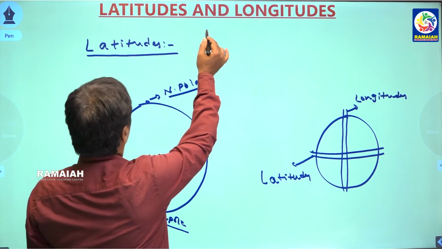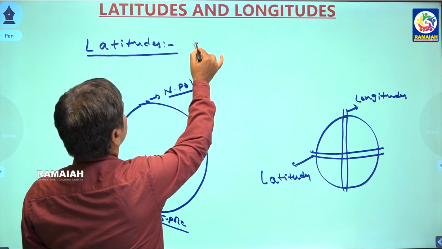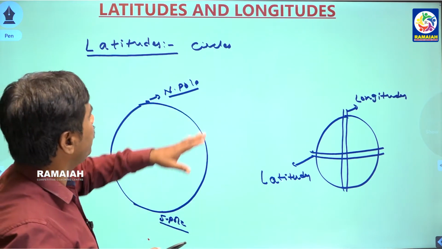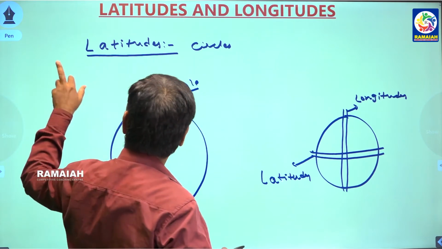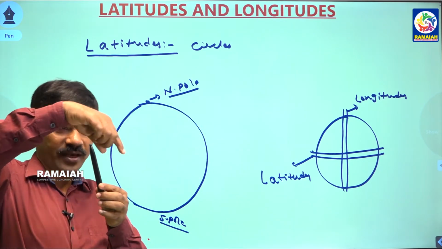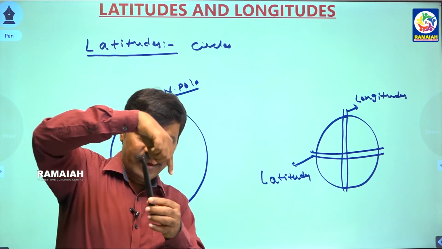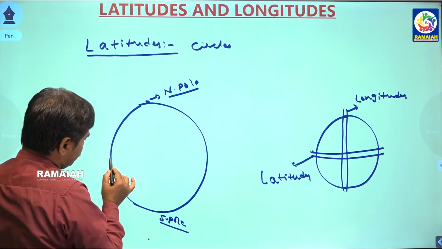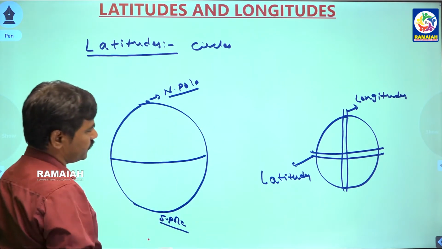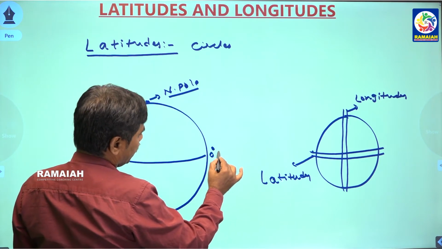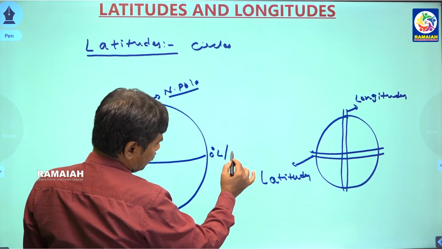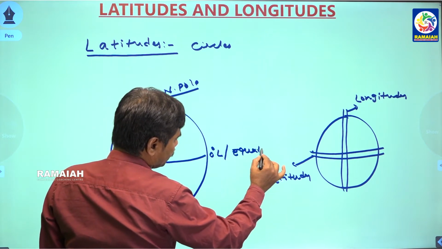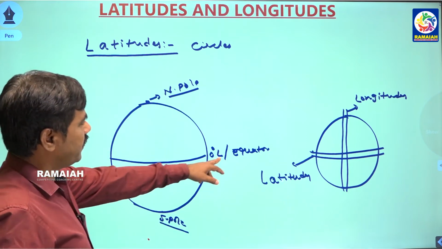Each and every latitude has the shape of a circle. Every latitude is drawn around the earth surface like a circle. Now this is one of the latitudes, which is called the 0 degree latitude, and also called the equator.